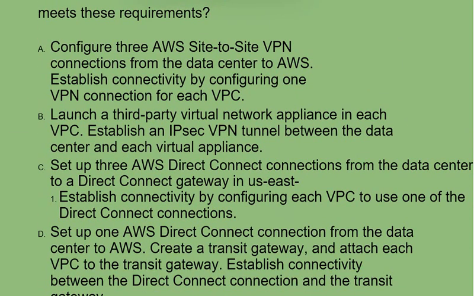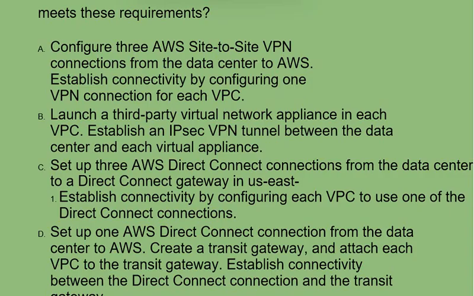Option A, configure three AWS Site-to-Site VPN connections from the data center to AWS. Establish connectivity by configuring one VPN connection for each VPC. Option B, launch a third-party virtual network appliance in each VPC. Establish an IPsec VPN tunnel between the data center and each virtual appliance.